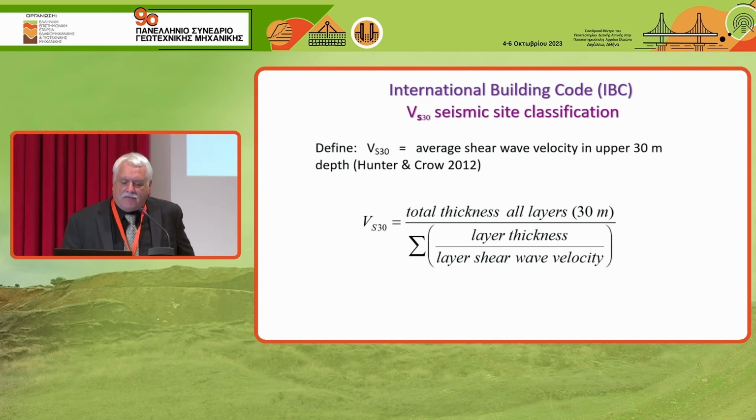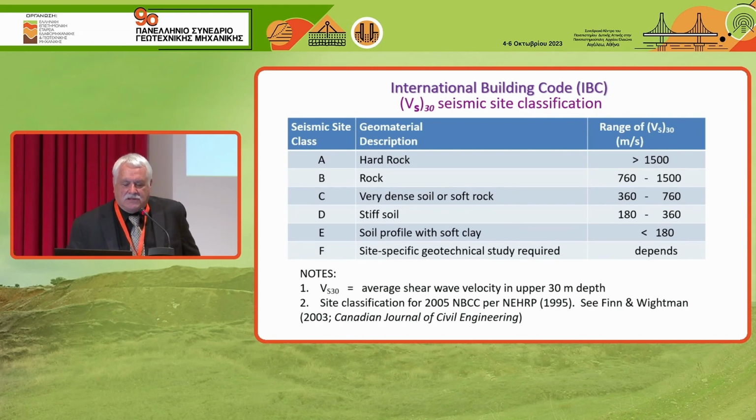It's not really an average shear wave velocity because it's really the average slowness. Slowness is the reciprocal of shear wave velocity. But this is how you would calculate that. And with that, you could go to, say, an international building code where they would put you in different seismic site classifications. I'm sure you're familiar with that because of your geology here in Greece.